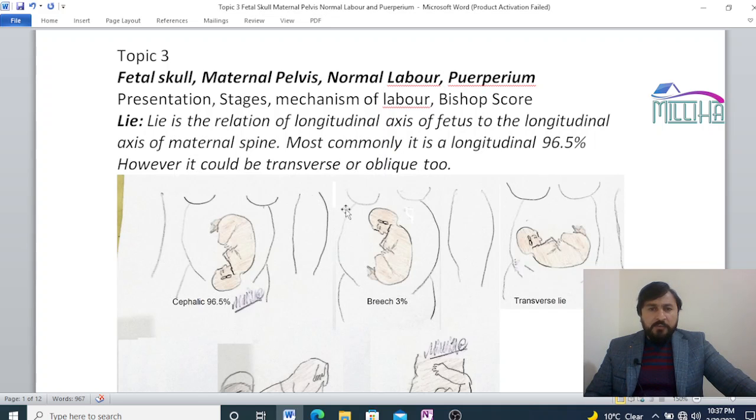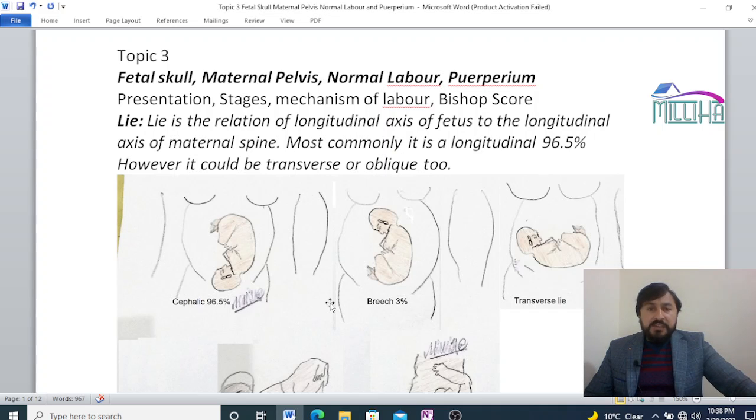It's about lie. Here, the lie. What is lie? It's the relation of the longitudinal axis of the fetus to the longitudinal axis of the maternal pelvis. That means how the baby, the fetus, is inside the womb of the mother, how it lies. For example, it's oblique, or vertical, or transverse, or whatever. That is called the lie.